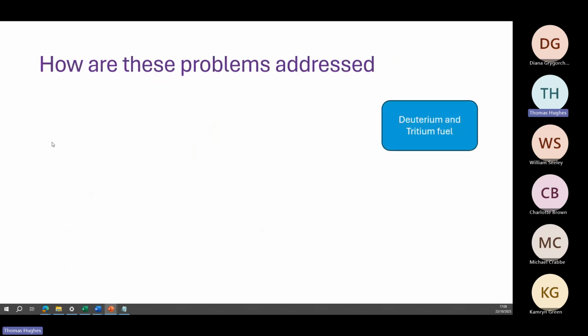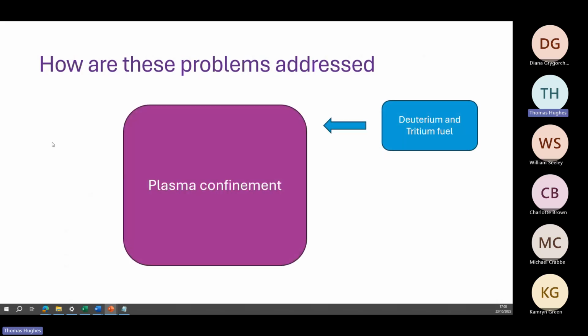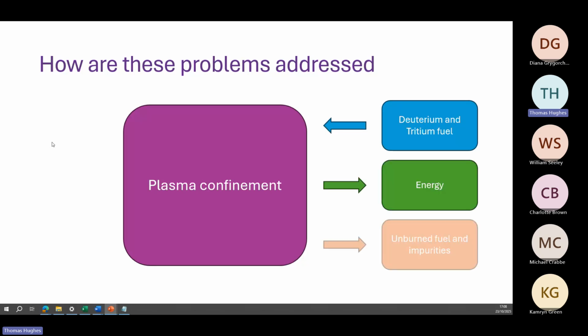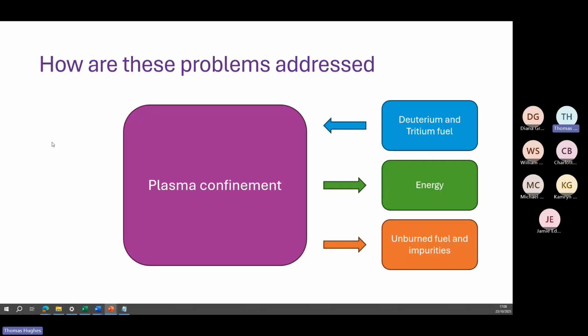So we're going to have a look at how we can actually address these sorts of issues. So we have our deuterium and tritium fuel. We'll put this into our big plasma containment device, for example. We want to extract some energy, and then we'll take out the rest of the unburned fuel and the impurities. What's missing from this diagram, do you think? Any ideas? No? Maybe coolant.